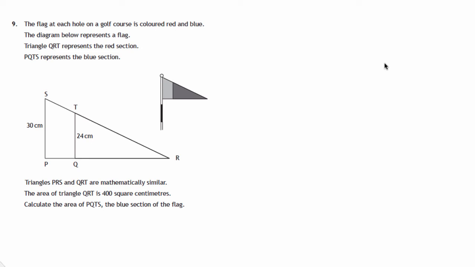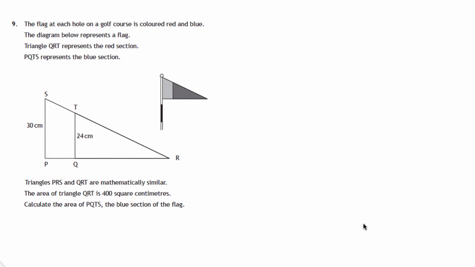This is question 9 from paper 2 of the 2015 National 5 SQA Maths exam. We're given a picture of a flag. It consists of a small triangular area which is mathematically similar to the large triangular shape of the flag. And we're asked to find the area that's remaining in here.